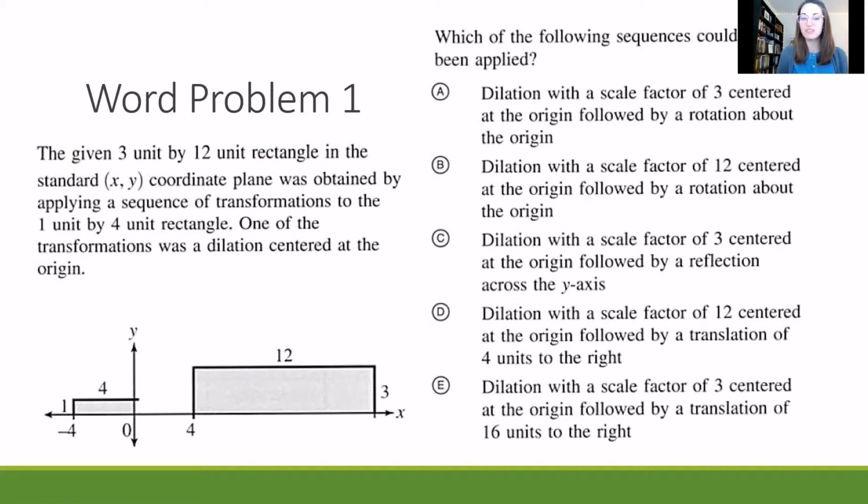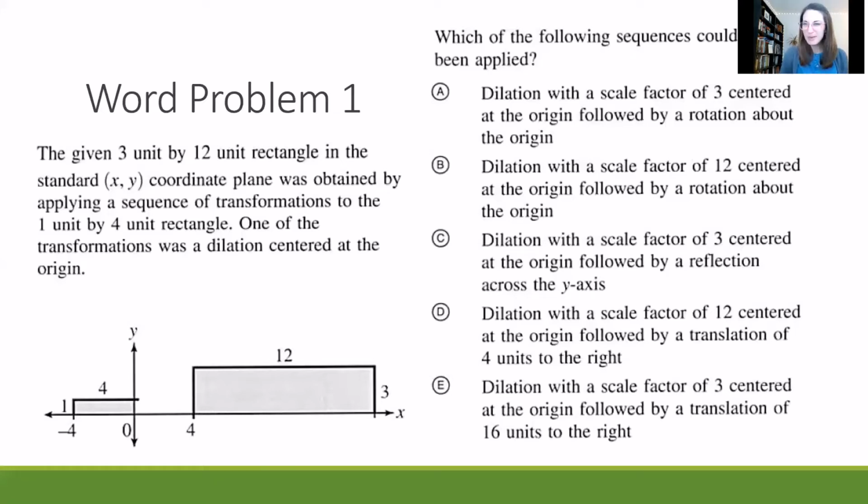So it looks like not a lot changed about them proportion-wise, just that they were blown up, made larger, or dilated. So when we look at our answers here, it says, which of the following sequences could have been applied? Now, you'll notice that all of our options start with dilation of a scale factor of. Now, dilation we know means get bigger. And when you see those words scale factor, I want you to think multiplication. So let's think about that. Dilation with a scale factor of 3 or multiplied by 3. Dilation with a scale factor of 12 or multiplied by 12.